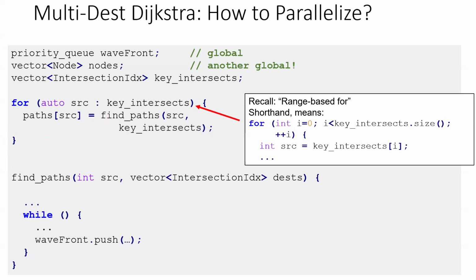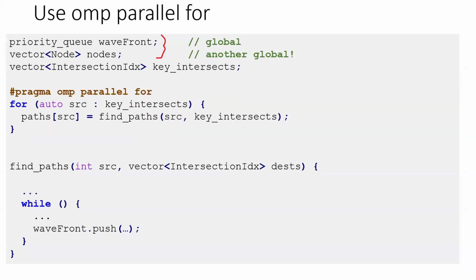How to parallelize this code? We add a pragma OMP parallel for before the for loop, and inside the for loop it's calling the find path. So everything inside the for loop is parallelized. Will this work? Anyone?